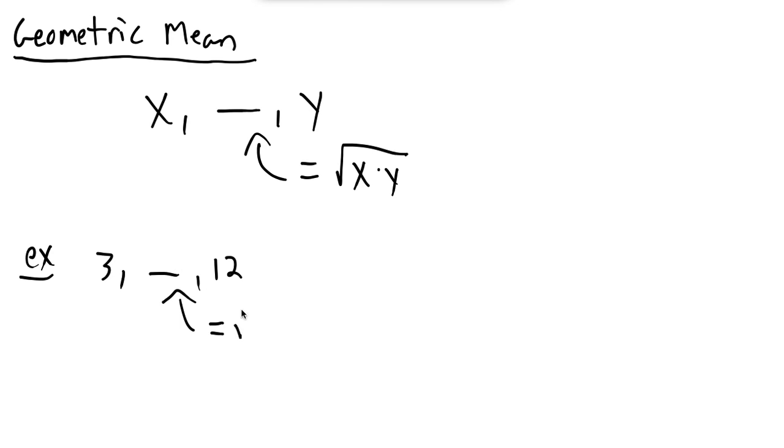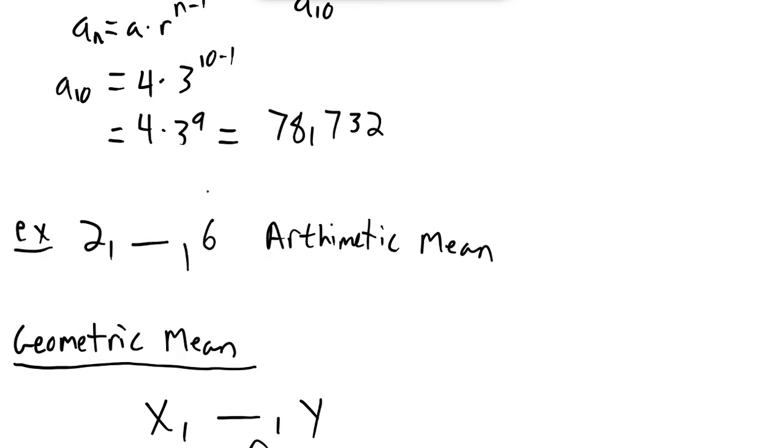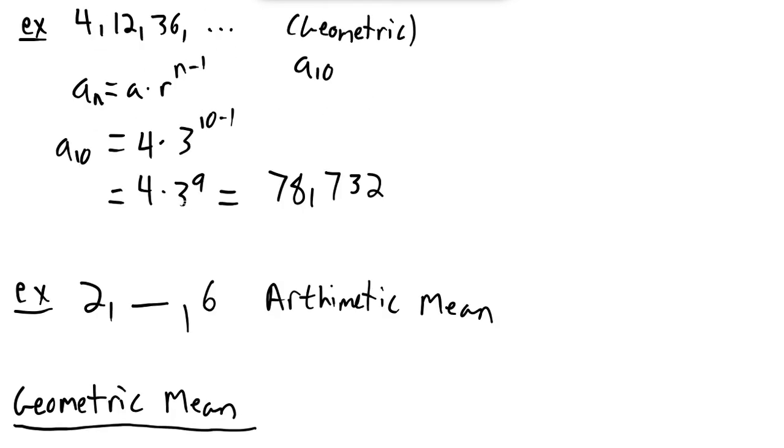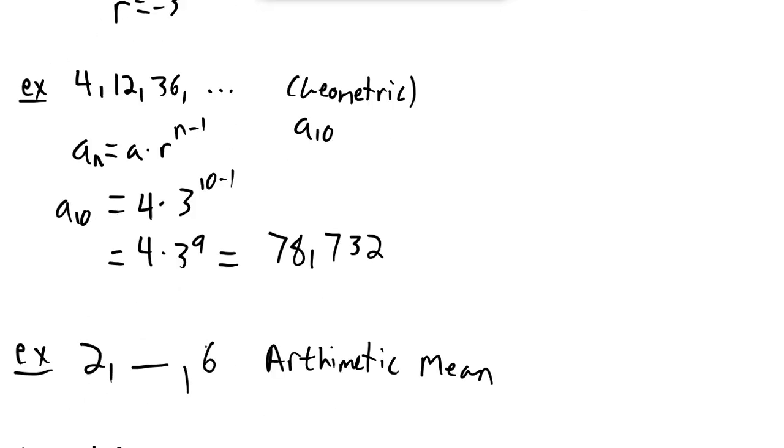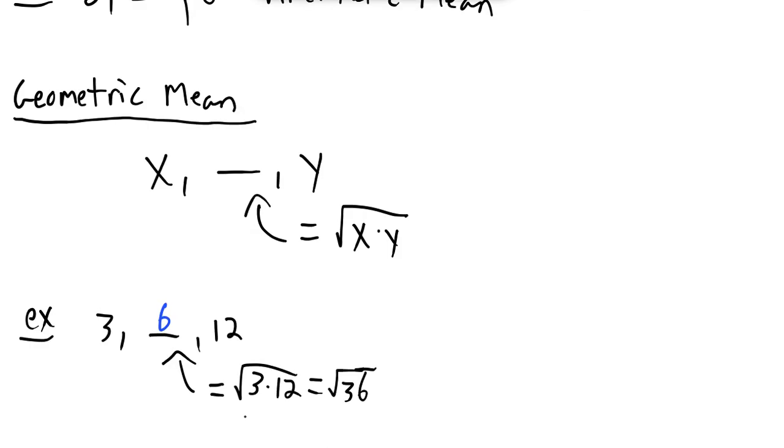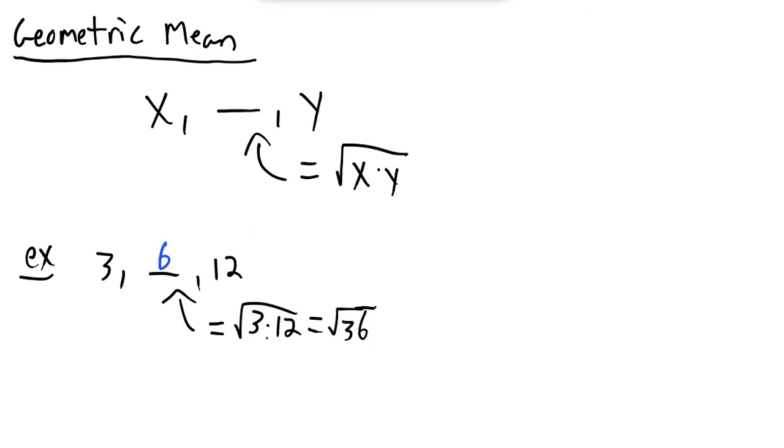So this middle term is going to be the square root of 3 times 12, or the square root of 36. So this term in here is going to be 6. Remember, when you have just one term missing, you can just multiply the two terms and take the square root. If you have multiple terms missing, you're going to have to figure it out using this method. But for just one term, you can just take the square root and find it that way.